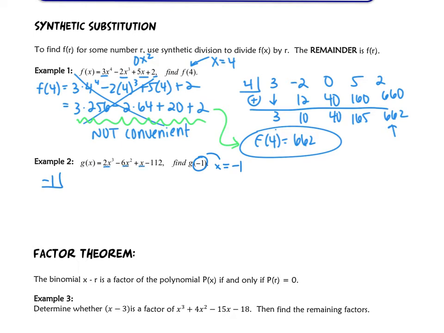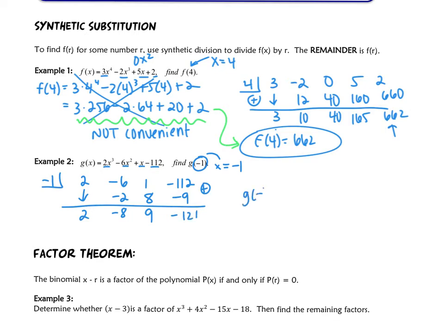Remember, your terms have to go in order, which ours do. We're not missing any terms. So I'm ready to bring down those constants. First number you bring down, then you're ready to multiply. So negative 1 times 2 is negative 2. Add down. Negative 1 times 9 is negative 9. Adding, of course, we get negative 121.